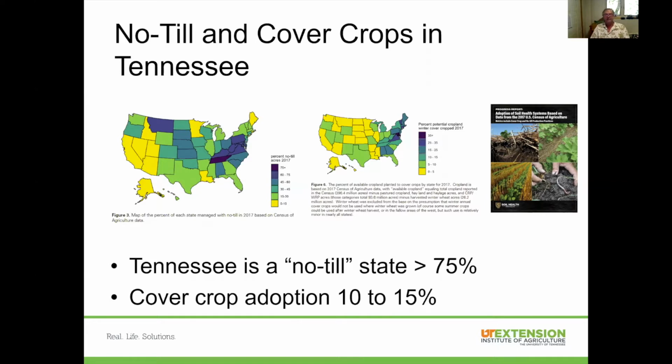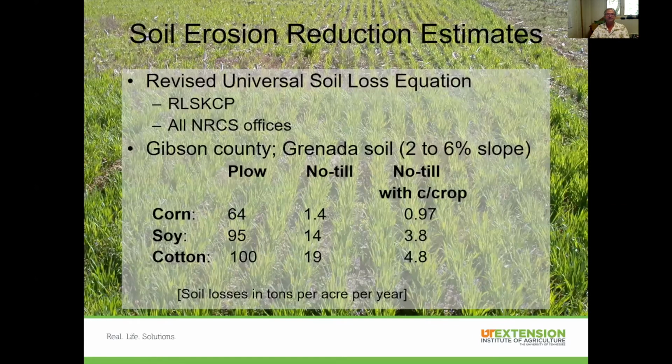And we do have some way to go with the adoption of cover crops, with this particular report suggesting that we're only at about 10 to 15%. I like to use this example of the revised universal soil loss equation.